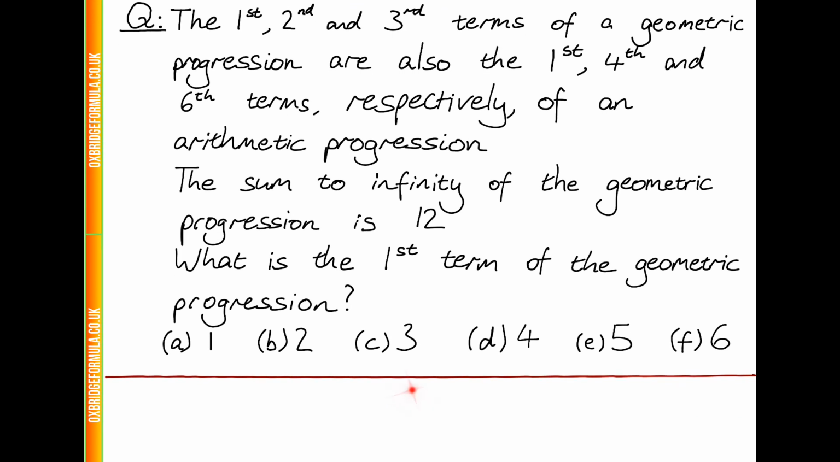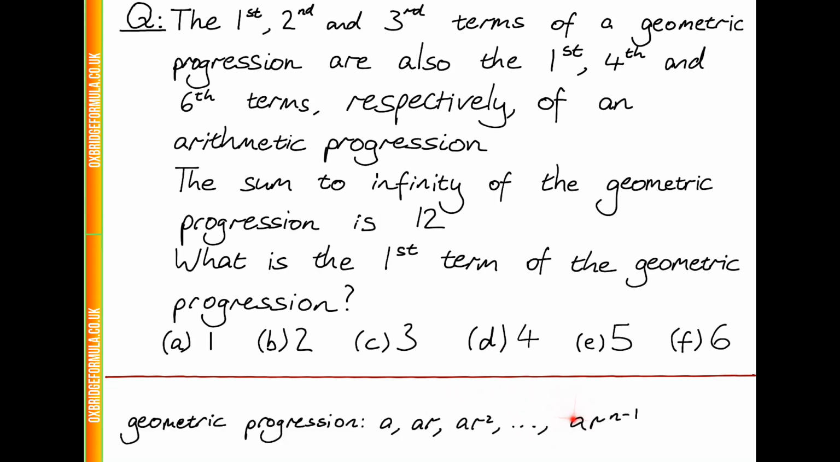Okay, let's begin by thinking about the general form of a geometric progression. A geometric progression has a first term, which we'll call a, and then a common ratio between its terms, which we'll call r. So it looks like this, where the first term is a, the second term is a times r, then we multiply that by r again to get to the next term, which is ar squared, and so on, and the nth term therefore has the form a times r to the n minus 1.